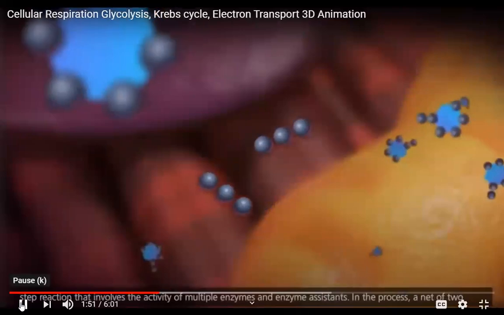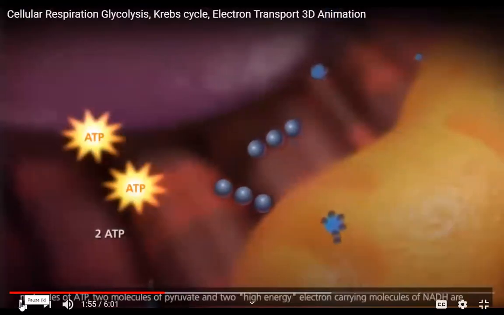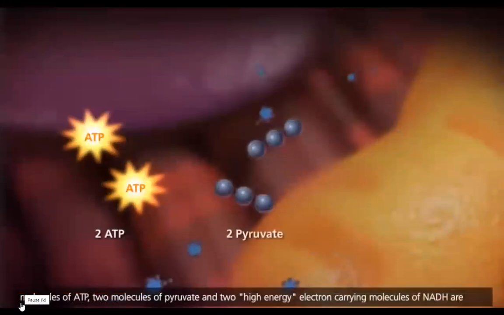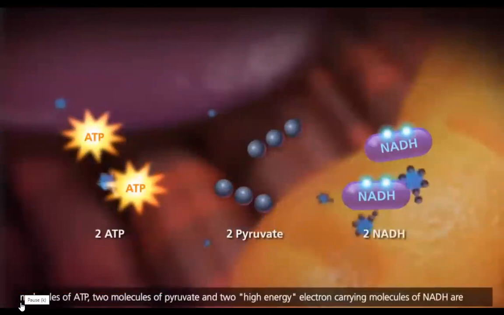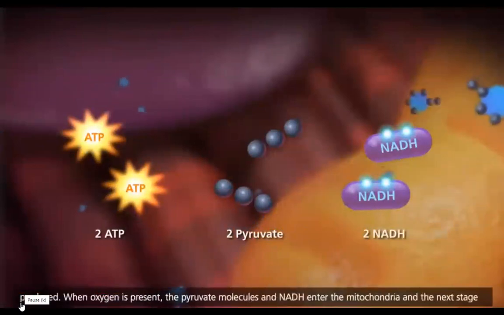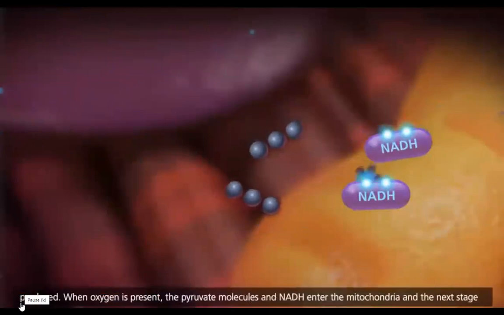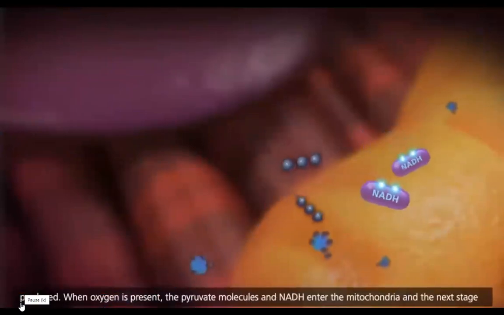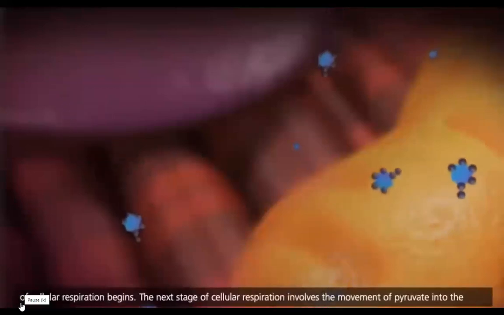Enzymes and enzyme assistance. In the process, a net of 2 molecules of ATP, 2 molecules of pyruvate, and 2 high-energy electron-carrying molecules of NADH are produced. When oxygen is present, the pyruvate molecules and NADH enter the mitochondria, and the next stage of cellular respiration begins.